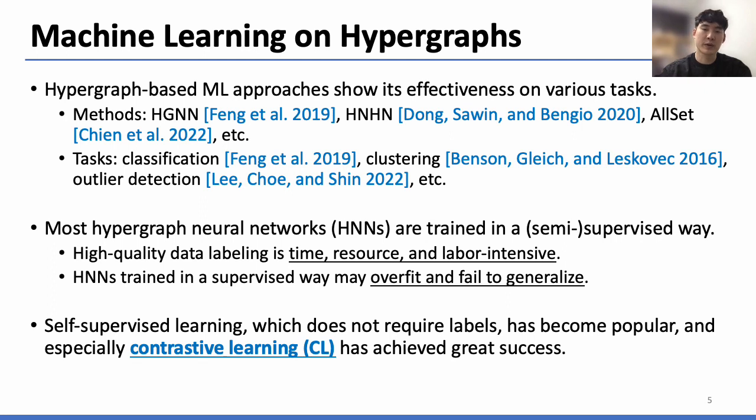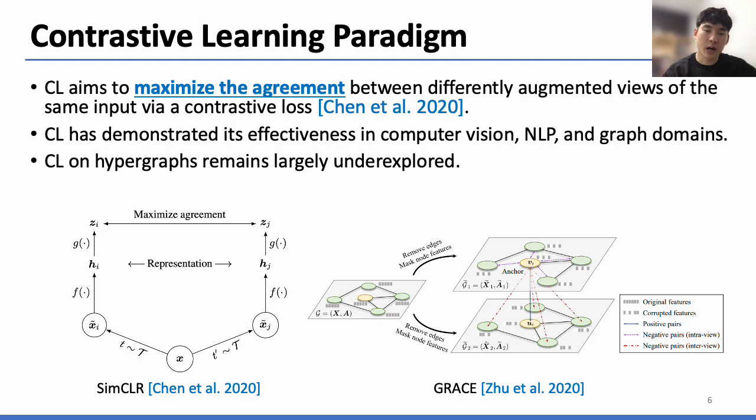Thus, self-supervised learning, which does not require labels, has become popular, and especially contrastive learning has achieved great success. A common framework of contrastive learning aims to maximize the agreement between differently augmented views of the same input using a contrastive loss. For example, SimCLR creates two augmented views from the input and maximizes the agreement between the two views. GRACE is a model similar to SimCLR, which can be applied to graph datasets.